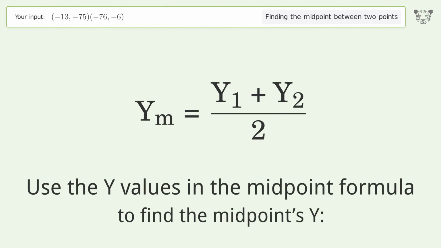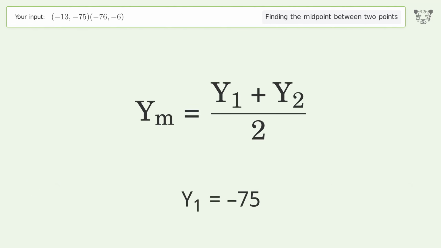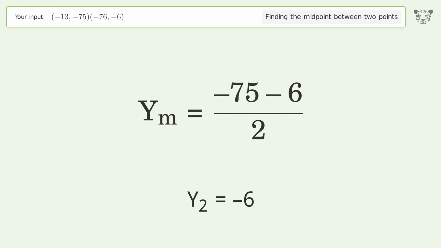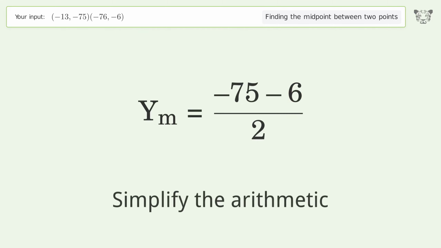Use the y values in the midpoint formula to find the midpoint's y. y1 equals -75. y2 equals -6. Simplify the arithmetic.